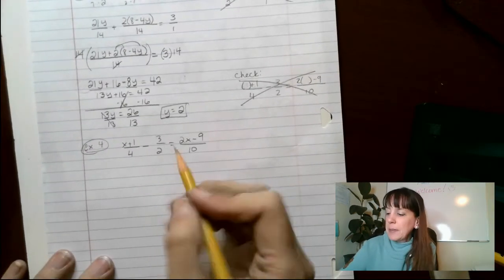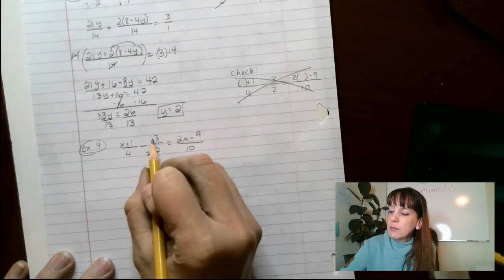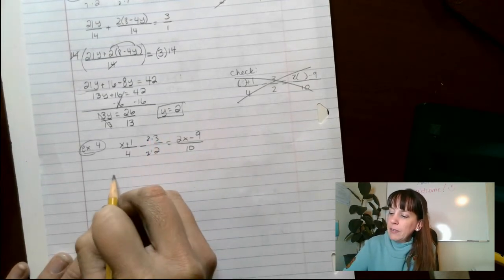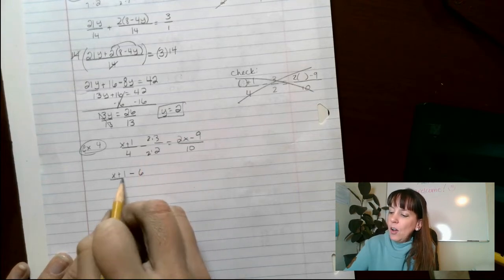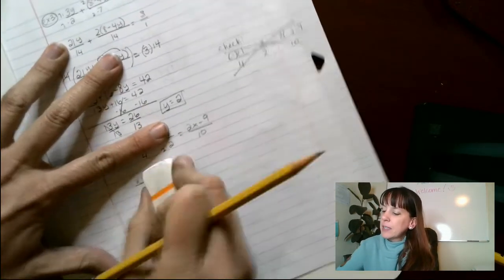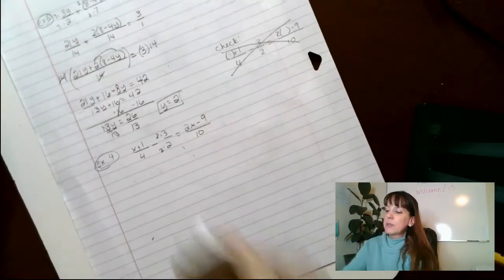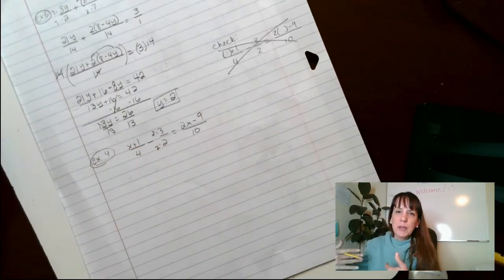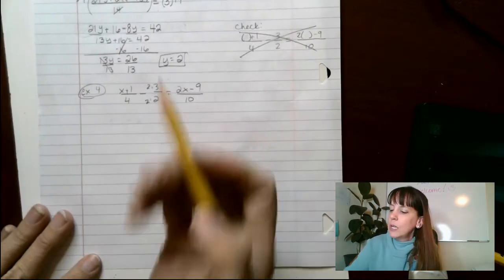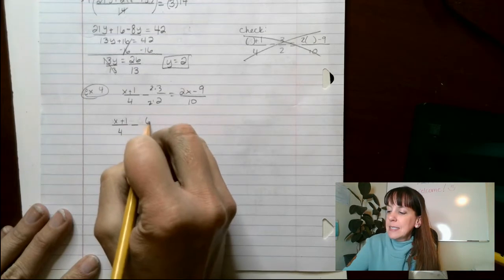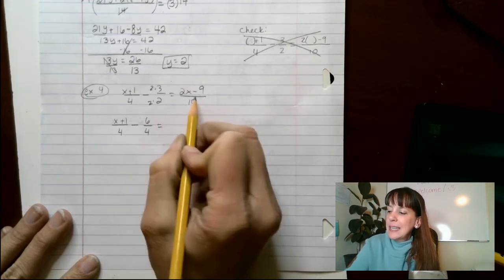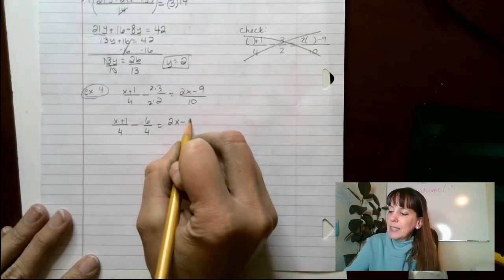Again, we need that common denominator. Let's do 4, so times 2. So I have x plus 1 minus 6, all of that. Actually, I shouldn't break that up, because if we had to distribute that negative, I would have made a mistake, and then I would have been teaching you bad habits. So we're going to do x plus 1 over 4 minus 6 over 4 equals 2x minus 9 over 10.